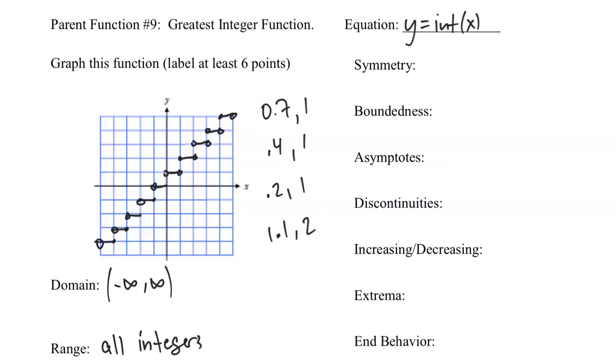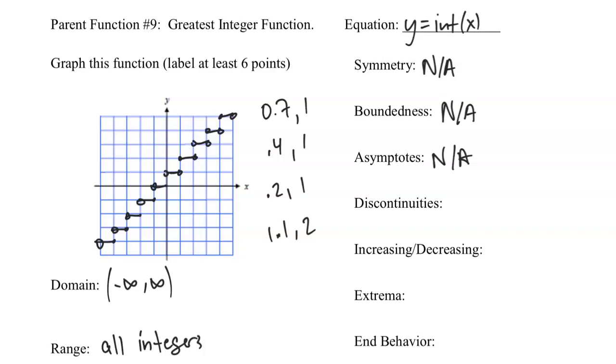There is symmetry to this graph. It sort of looks like it might be symmetric to the origin. Turns out it's not, and you can prove that by replacing x with negative x, and you'll see that you're not going to get the opposite of the greatest integer function. So there is no symmetry. There is no boundedness either. There are no asymptotes. This is sort of a really strange function.